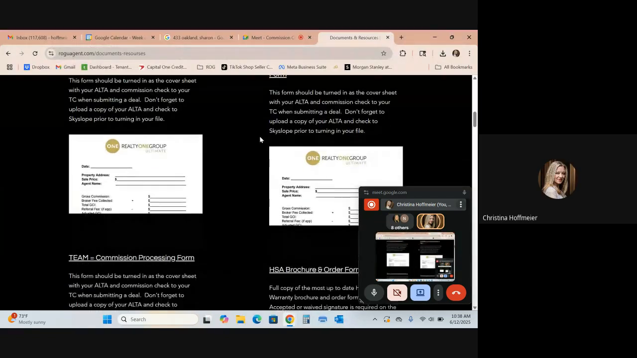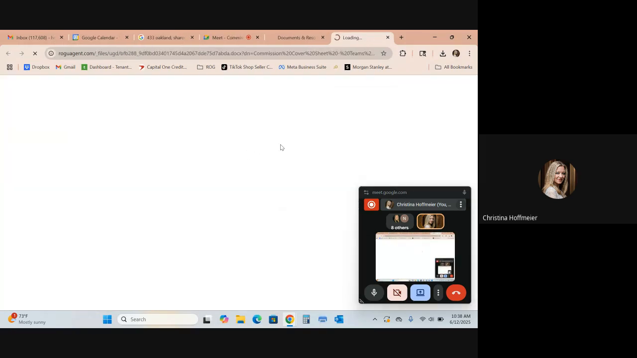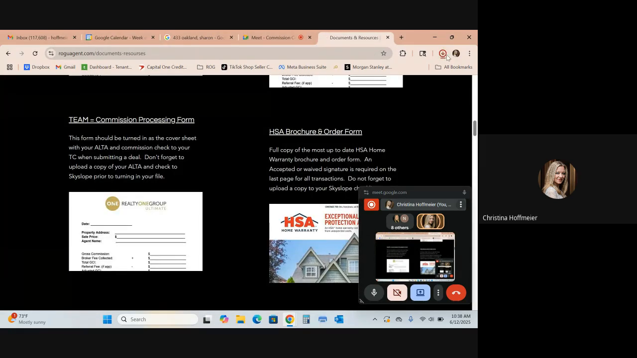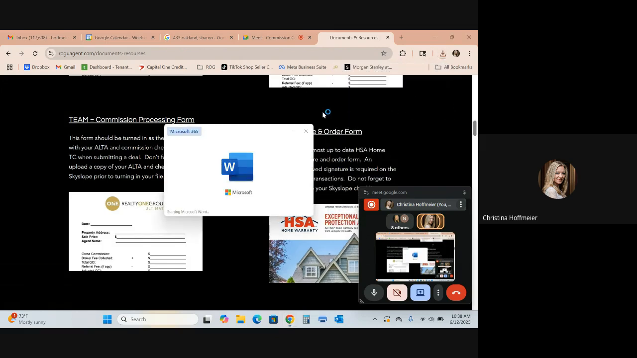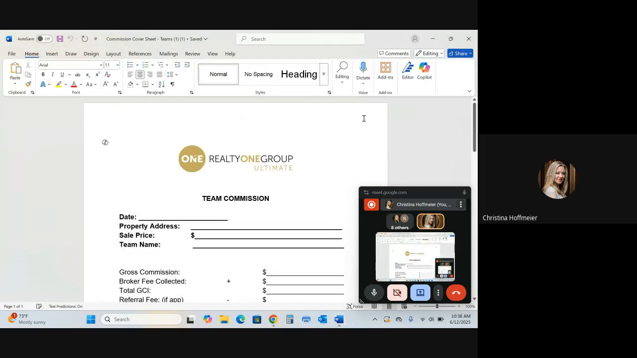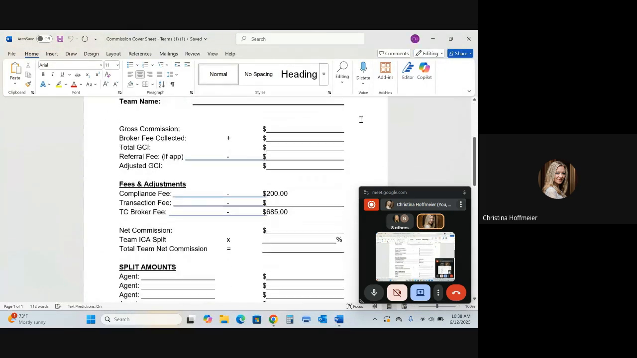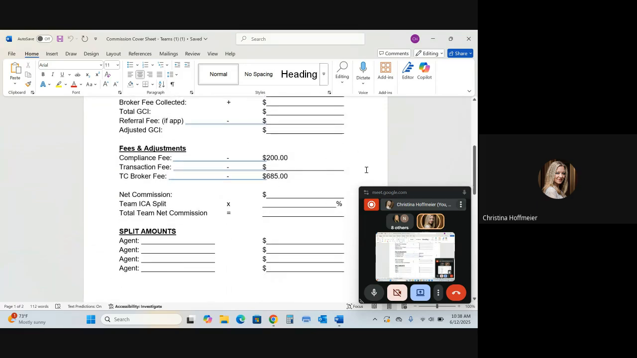All right. Last one is the team commission processing form. Very much like the mentor form, only slightly different. Let me pull this up. Hopefully I have the right form attached here. I do. All right. Team commission. Again, top is exactly the same. Fees and adjustments are completely the same.